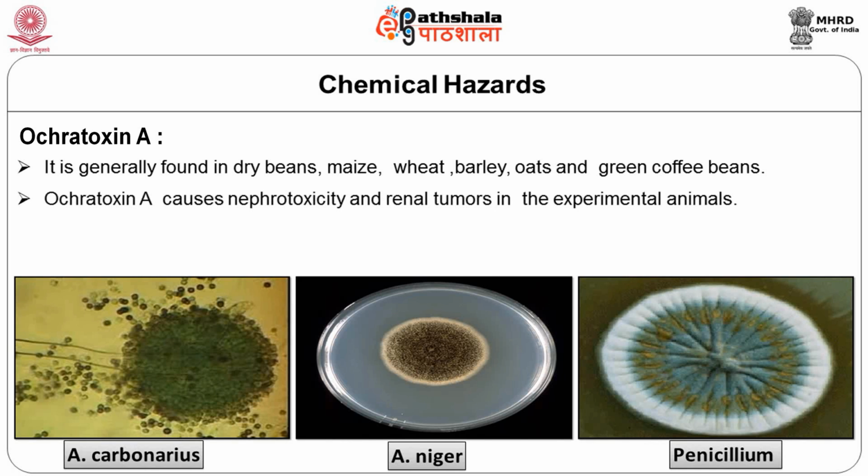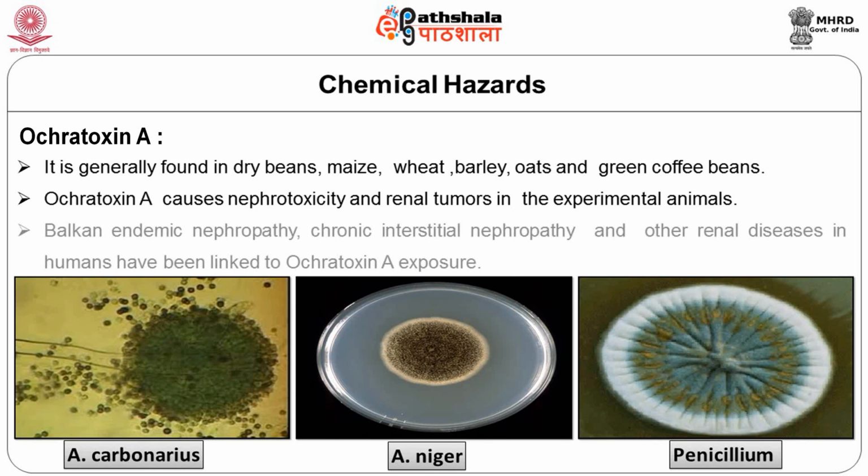Ochratoxin A causes nephrotoxicity and renal tumors in experimental animals. Balkan endemic nephropathy, chronic interstitial nephropathy and other renal diseases in humans have been linked to ochratoxin exposure. So, these are the studies where they have tried to link it to ochratoxin exposure.